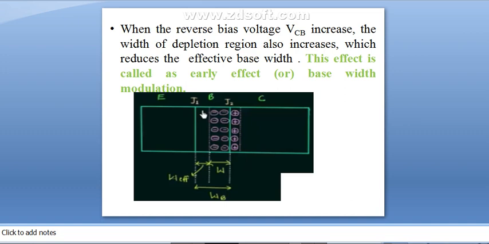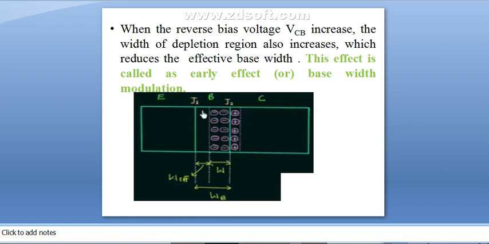So here, when the reverse bias voltage increases, that is VCB, here the reverse bias voltage is VCB. If we increase the reverse bias voltage, the width of the depletion region also increases. So see in this diagram. If we increase the reverse bias voltage, the width of the depletion region increases.